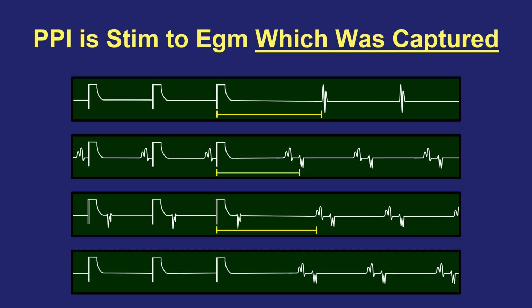And what if you captured both? You measure to the first sharp component of the electrograms that you captured. In this case, you would make the measurement to here, right? You're capturing both things, so you measure to the first component of whatever you captured. In this case, it's both. Fine. You measure to the first component of what you captured.